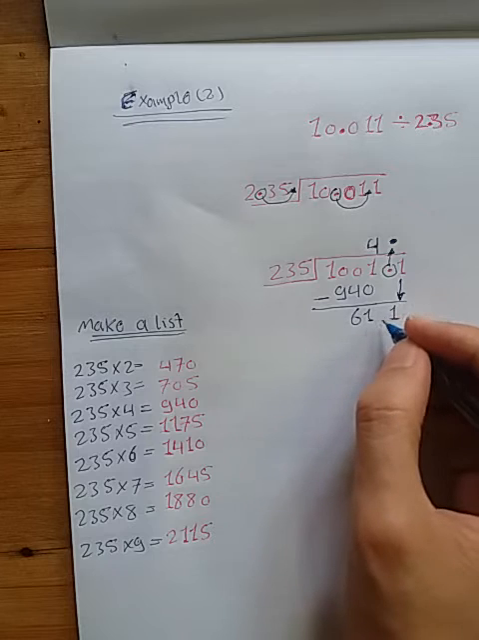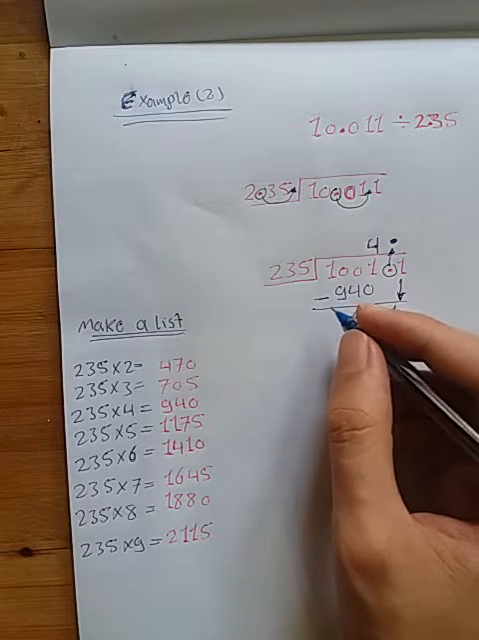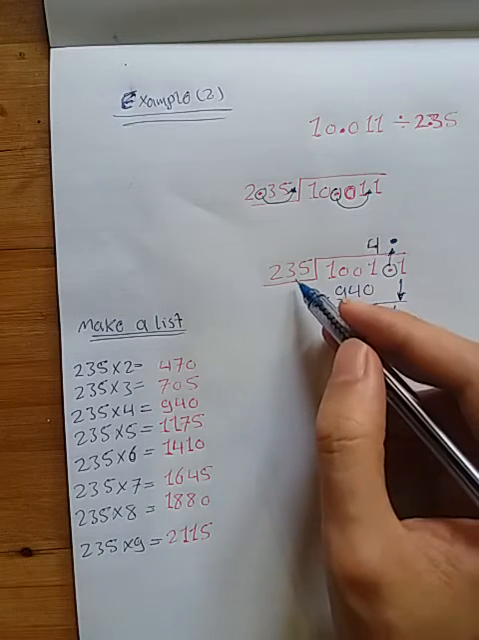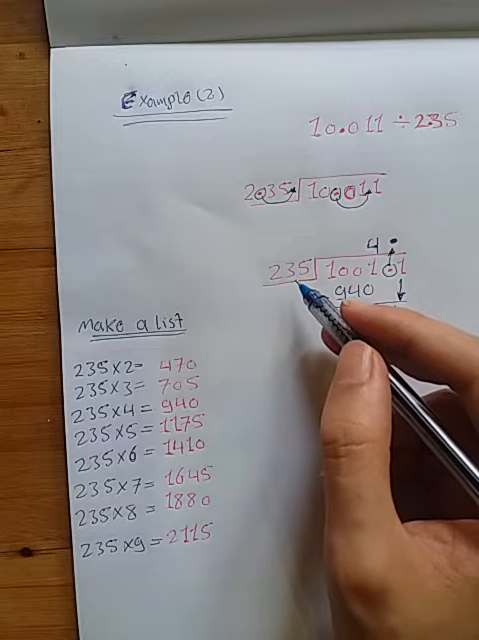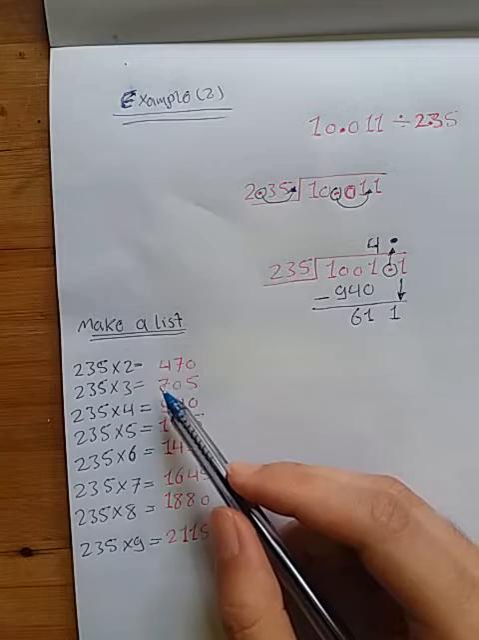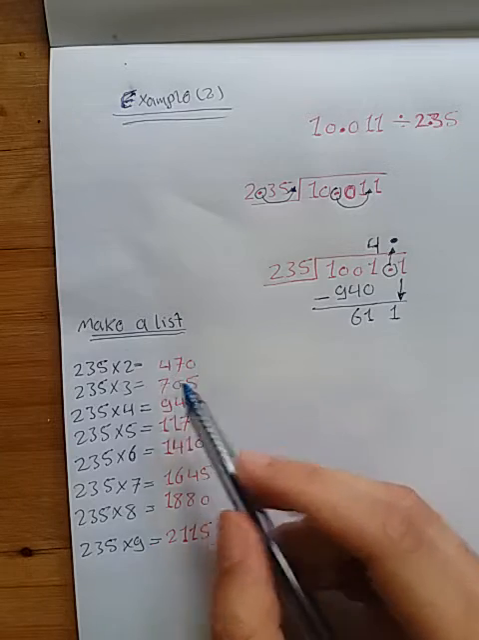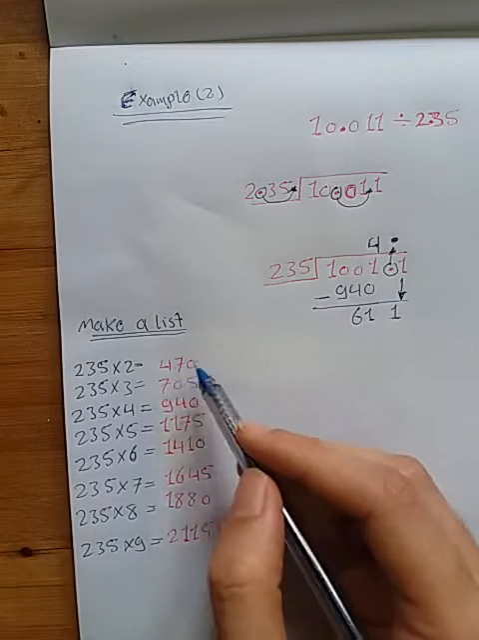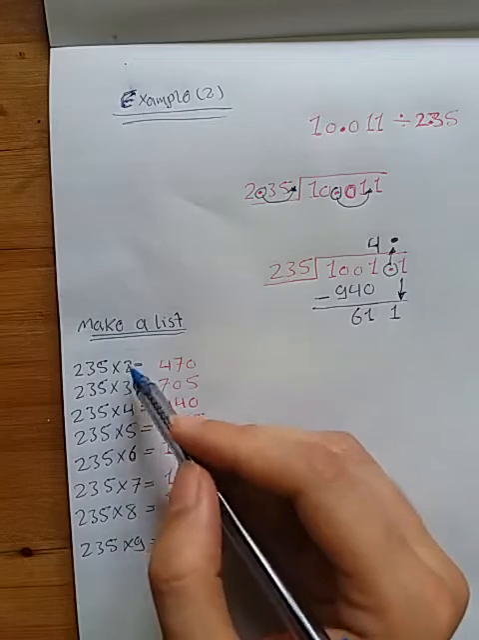The answer is 61. Now we will bring down the next digit, which is 1. So what we have here is 611 divided by 235. What's to choose from here? We will choose 470, which is 2.